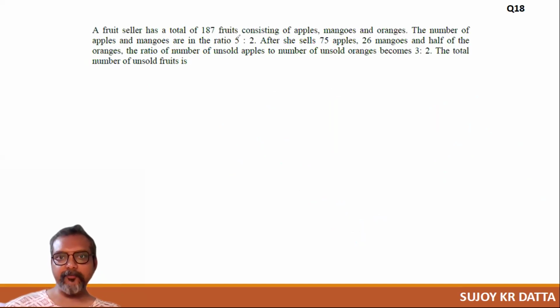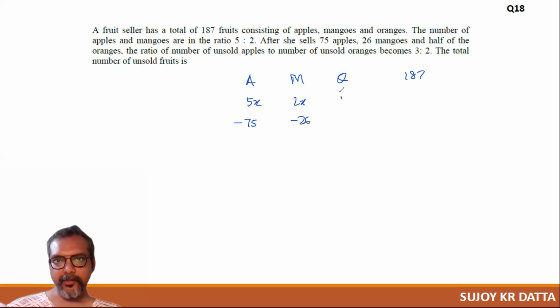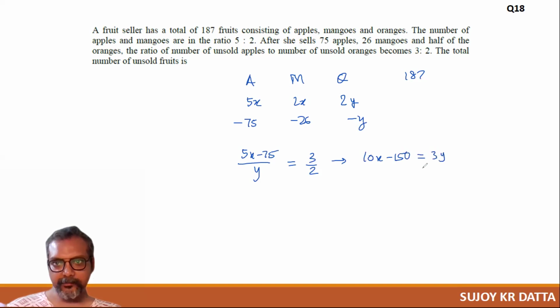A fruit seller has 187 fruits containing apples, mangoes, and oranges. The number of apples and mangoes are in the ratio 5:2, so let's take 5x and 2x. And then you sell 75 apples, 26 mangoes, and half of the oranges. So if I take oranges to be 2y, then you sell y. The ratio of unsold apples, so 5x minus 75, to the unsold oranges, which is y, is 3/2. So from here we get 10x minus 150 is 3y.